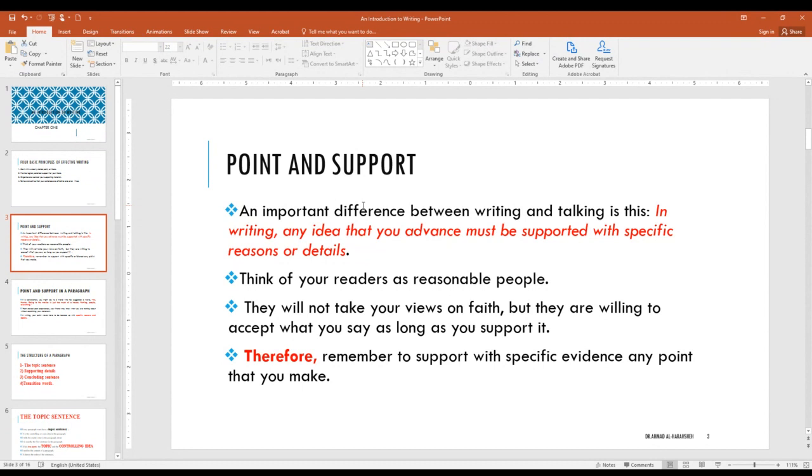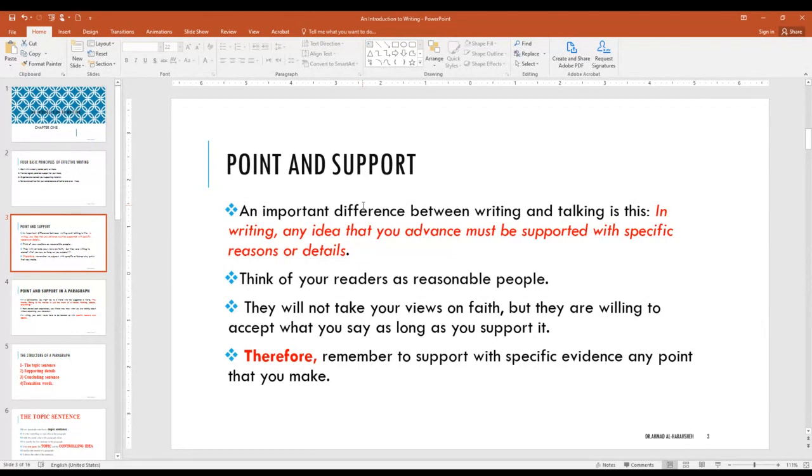You should stay away from your feelings. You should be objective when you present your ideas. Don't say, well, I think that children will suffer a lot because of this. Okay, you think that. But do you have any evidence?